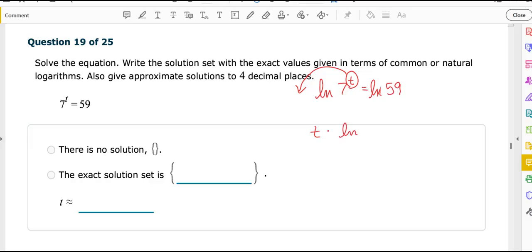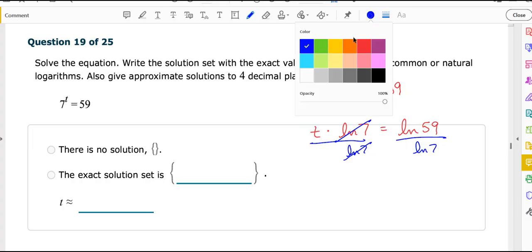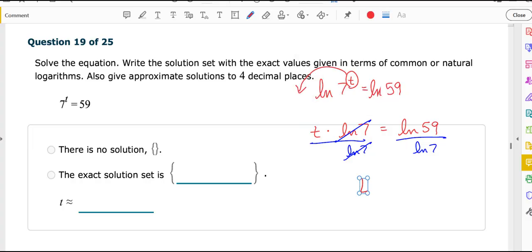How do you get t by itself? You want to divide both sides by the natural log of 7. All that remains on the left-hand side is t. So you get t equals the natural log of 59 over the natural log of 7. That's the exact solution.